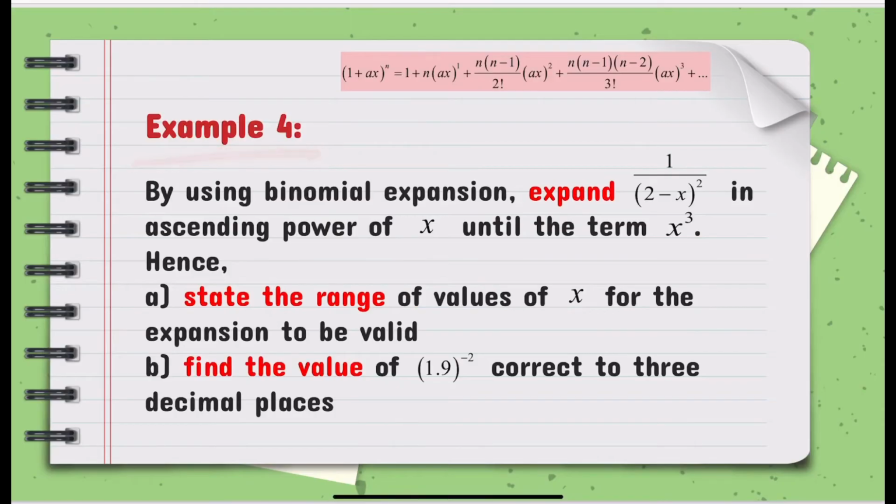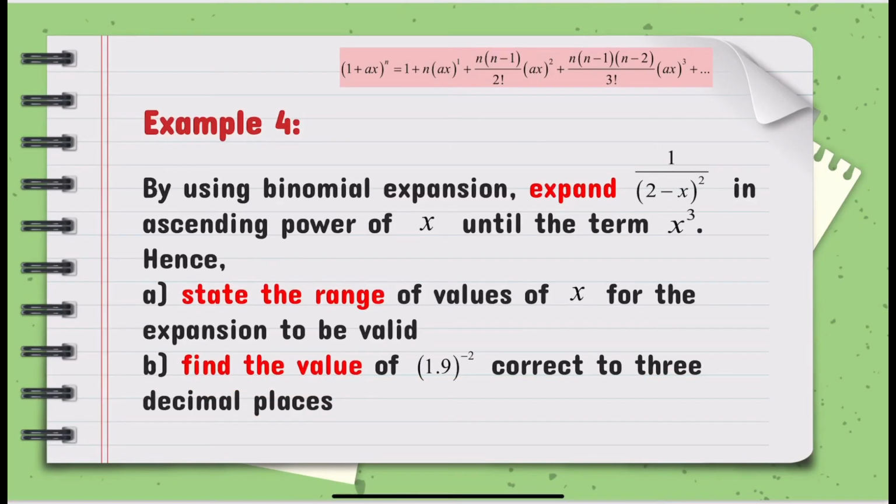Example 4. By using binomial expansion, expand 1 over 2 minus x all squared in ascending power of x until the term x cubed. Hence, state the range of values of x for the expansion to be valid. B. Find the value of 1.9 to the power of negative 2, correct to 3 decimal places. Now, let's discuss how we can solve this question.